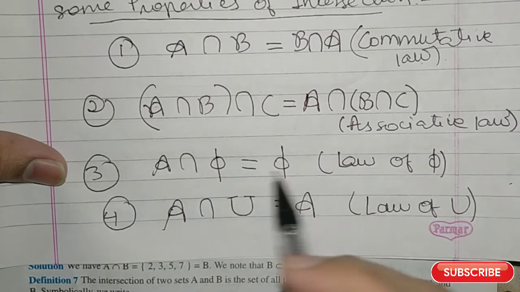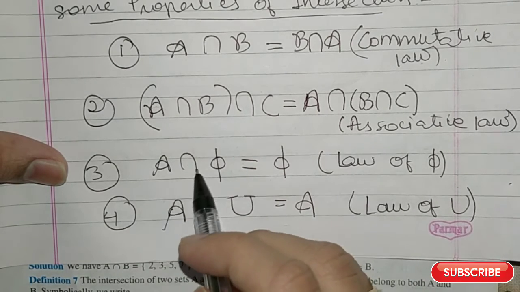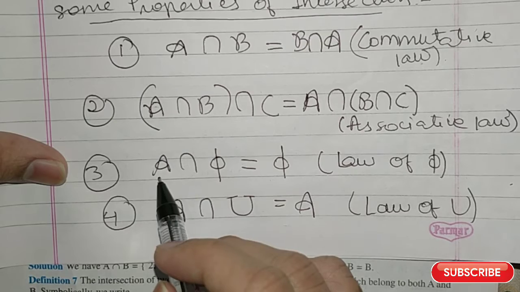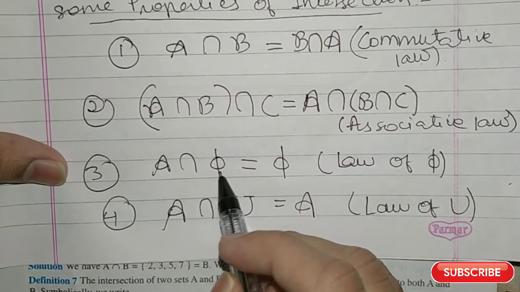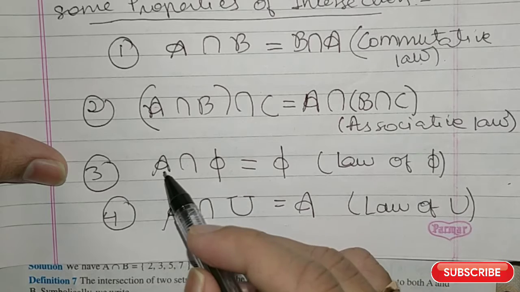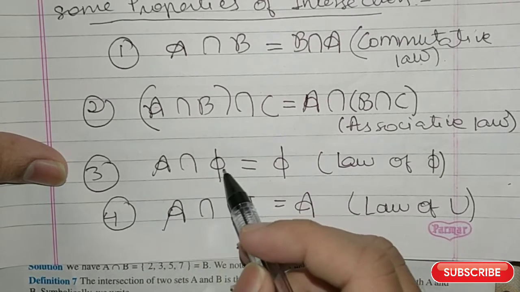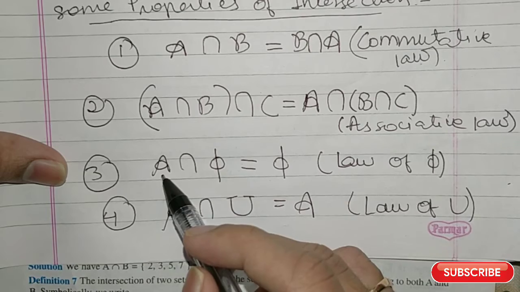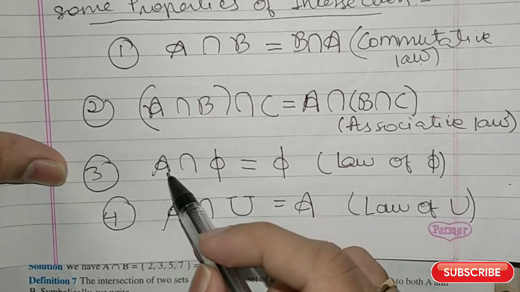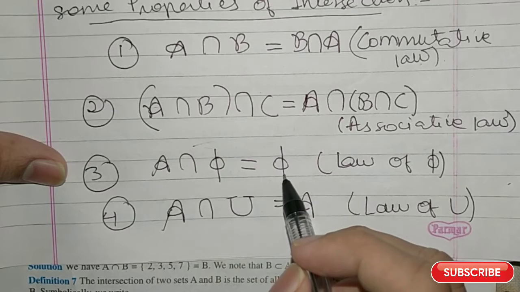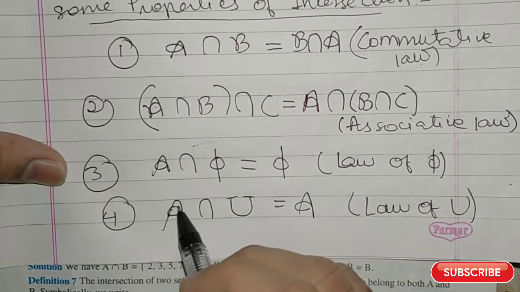So let us see what the law of the empty set is first. A intersection empty set, right? You are taking all the common elements from the set A and the empty set, but the empty set contains no element. So there are no elements which are common to both A and the empty set. So this will be the empty set, right?